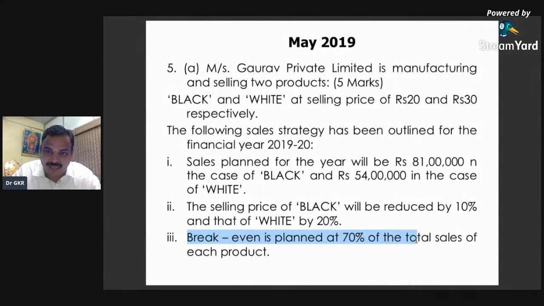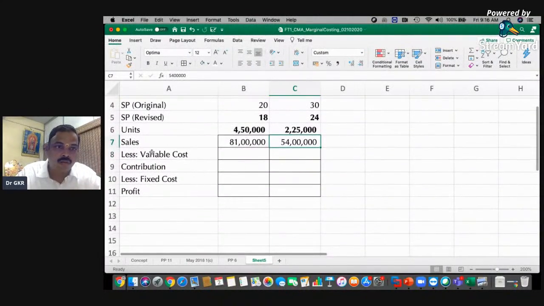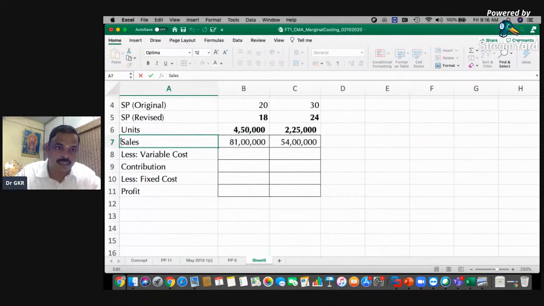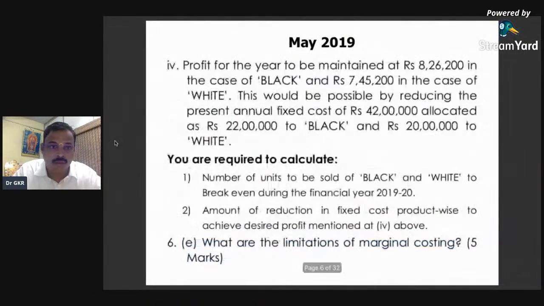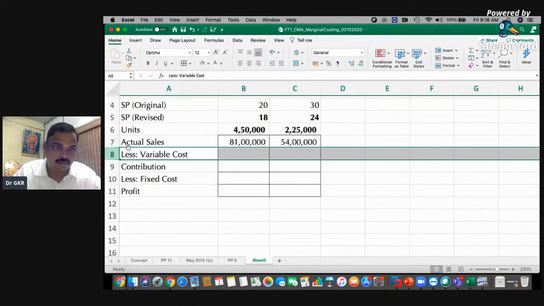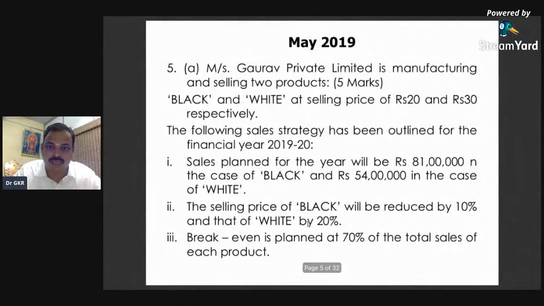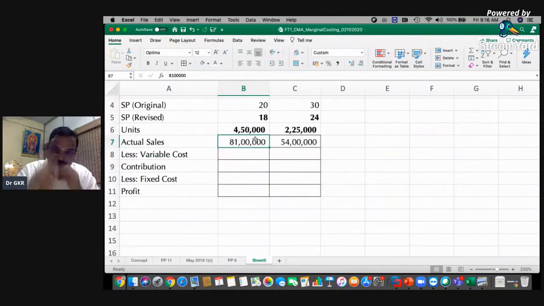Break-even point is planned at 70% of total sales of each product. Okay. So now, break-even sales. So this is your actual sales. So what is your break-even sales? Now, what is your question? Question is, how many number of units to be sold to break even during the financial year? So this is your actual sales. So what is your break even sales? Break even sales is said to be 70% of total sales of each product. So that means your margin of safety is 30%. 70% means 30% is your margin of safety.